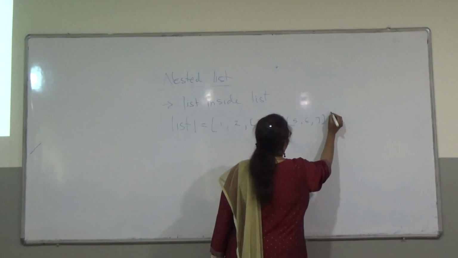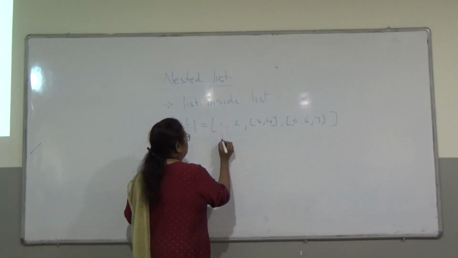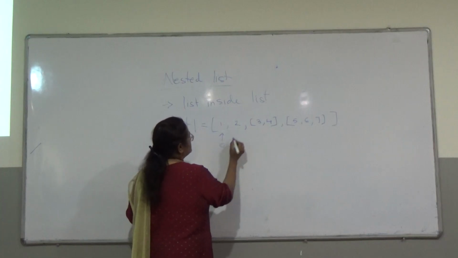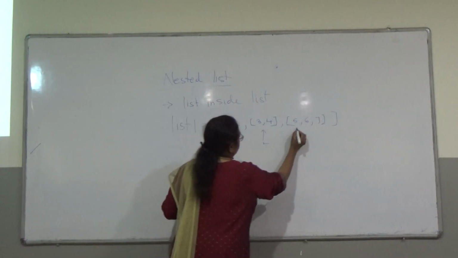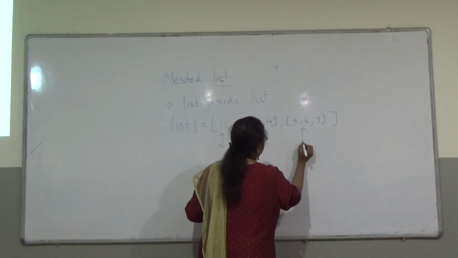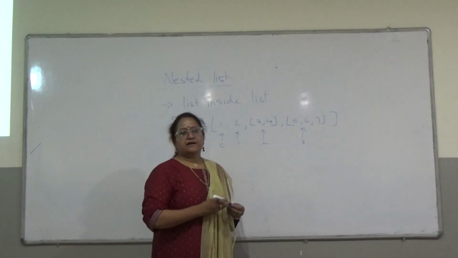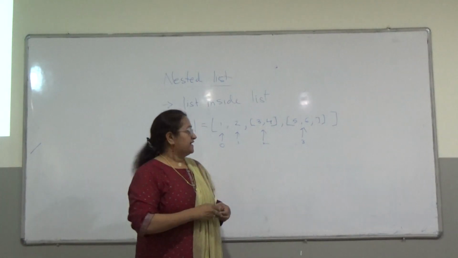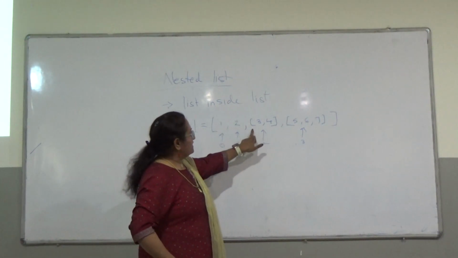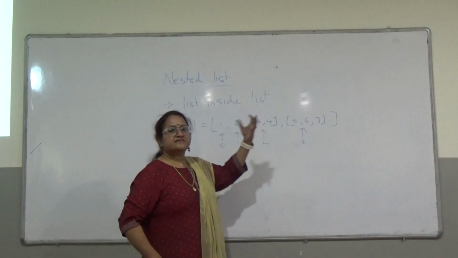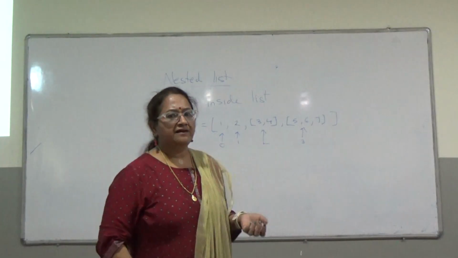So here you can clearly see that this is the element at index position 0, 1, 2 and 3. So here you can see that in position 2 and 3, it is not a single data item. It is again a list. So this type of list where we have elements as a list only, this is called a nested list. So nested list means list inside a list.